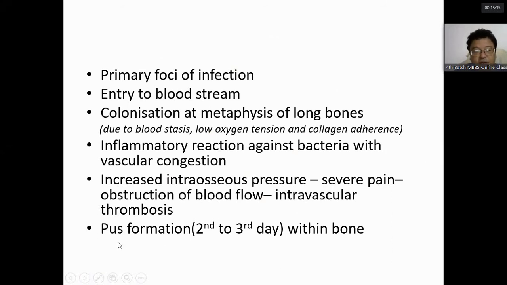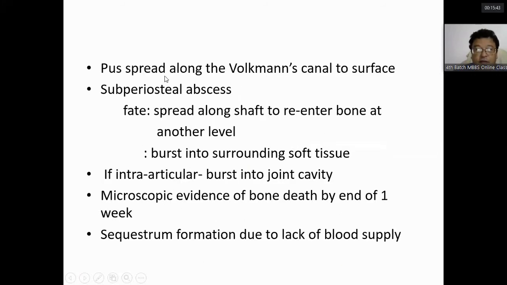So just remember that pus formation takes place in the second to third day within the bone. And the pus spreads along the Volkmann canal to the surface, okay? To lie under the subperiosteal region to form the subperiosteal abscess, okay? And sequestrum, microscopic evidence of bone death by the end of 1 week.